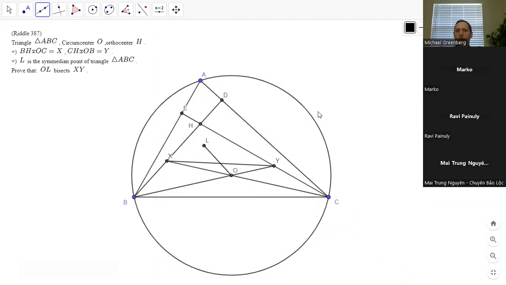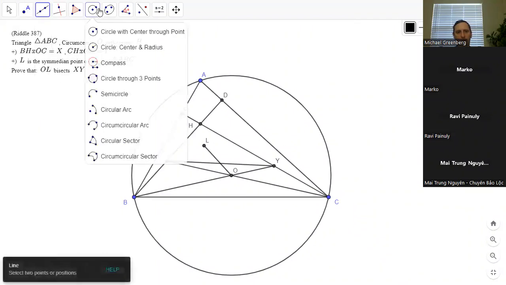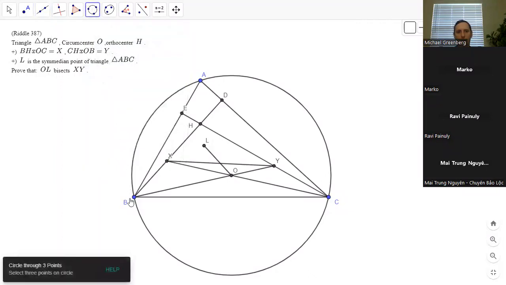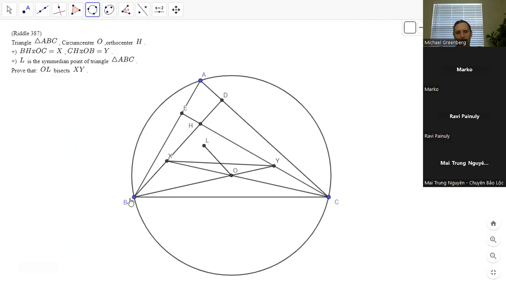OL is the radical axis of the 3 Apollonian circles. So what are those? What are the Apollonian circles? Is that like BEBC or something?